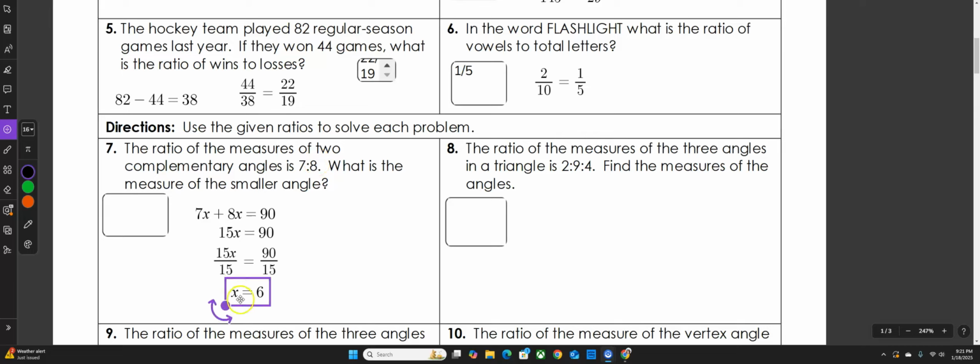However, in this instance, they did not ask us for x. They asked us to find the measure of the smaller angle. So we can see that the smaller angle is going to be the one that is multiplied by 7. So we take 7 times 6, and that's going to equal 42. So the answer to this problem is 42 degrees. And we can just put 42.